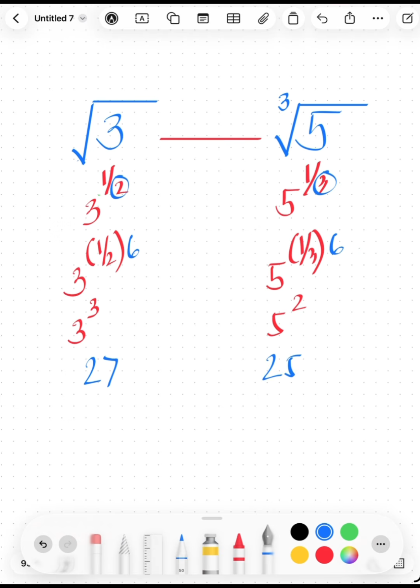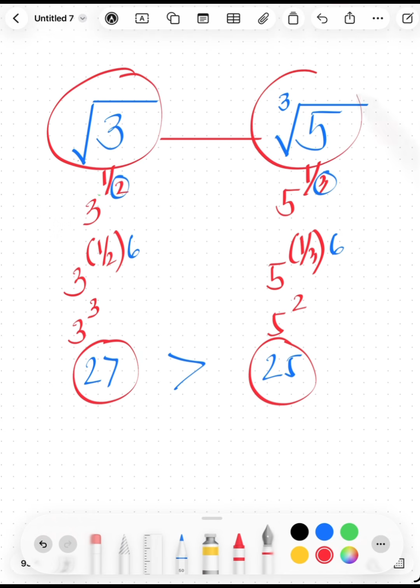So it will give us an idea that 27 is greater than 25. So what do we mean by that? In that case, we can conclude that since 27 is greater than 25, therefore, the square root of 3 is greater than the cube root of 5.